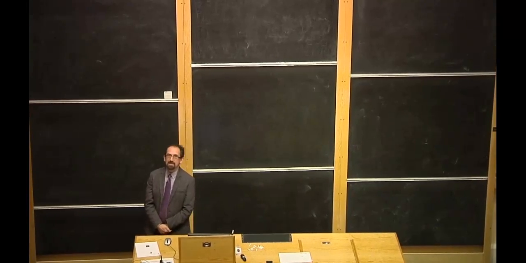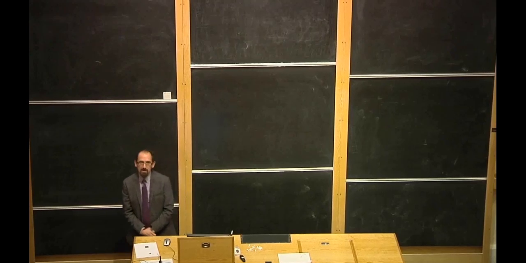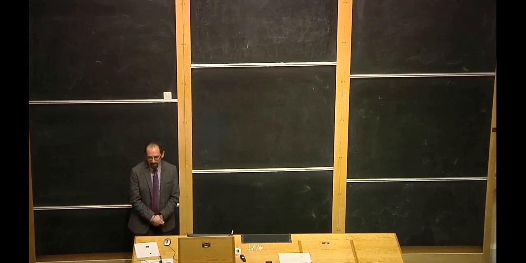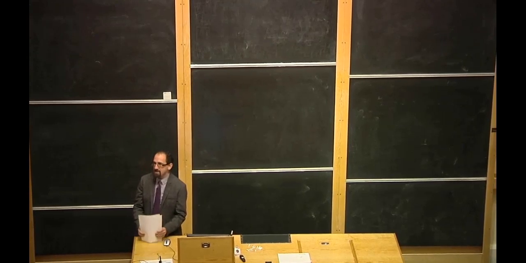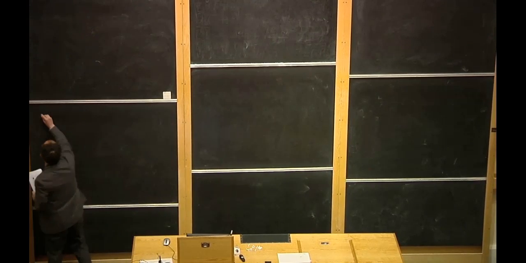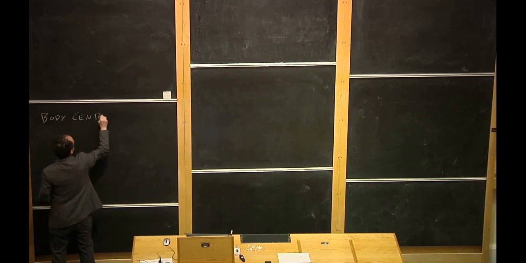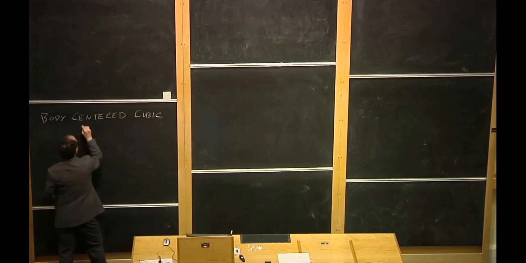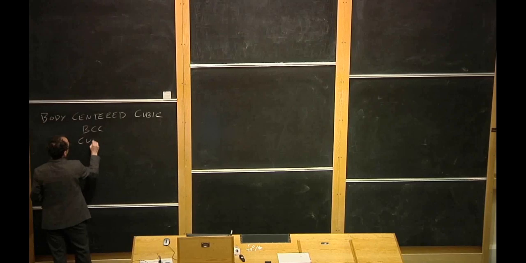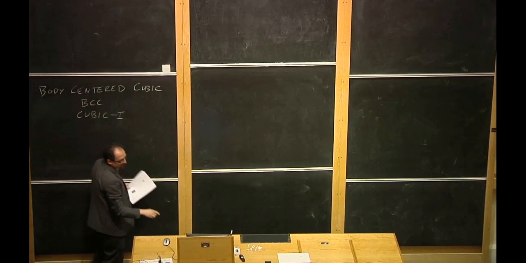This is now the 10th lecture of the condensed matter course. When we left off last time, we were talking about lattices in 3 dimensions. And we had covered the simple cubic lattice, or primitive cubic lattice, and we had moved on to the body-centered cubic lattice, or BCC, or cubic dash I. And we have a picture of that.